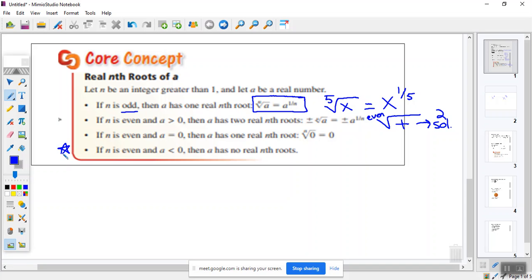It says if n is even, so n is what kind of number? Even. But a is less than 0. In other words, a is what kind of value? Negative. Then there is no root, no solution. So if you ever have a situation where you have an even index here, and your number under the sign is negative, there will be no solution. Okay?